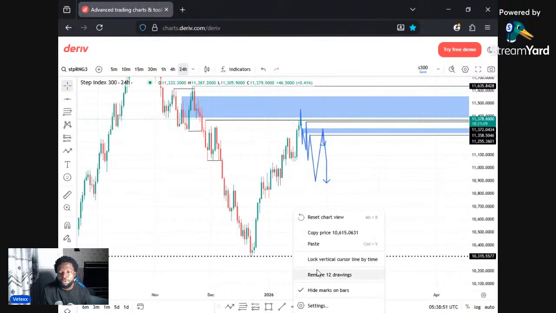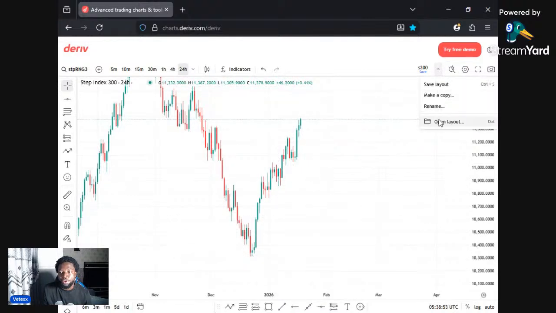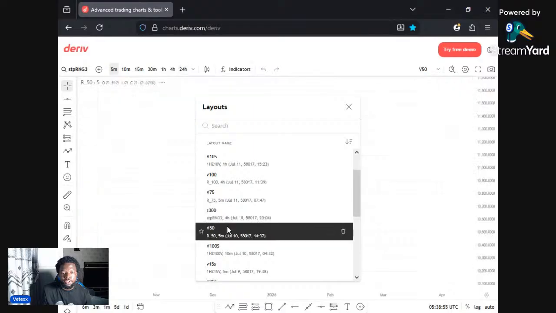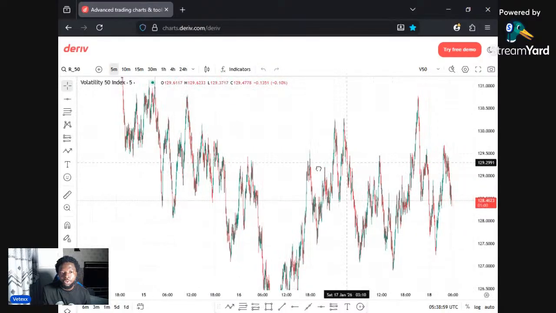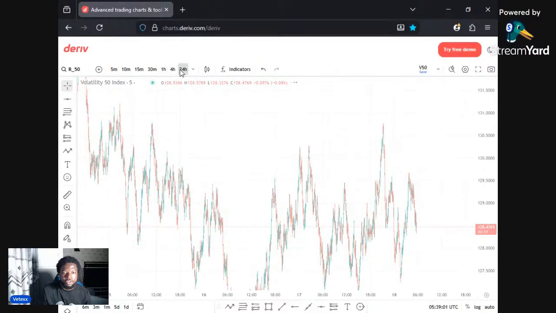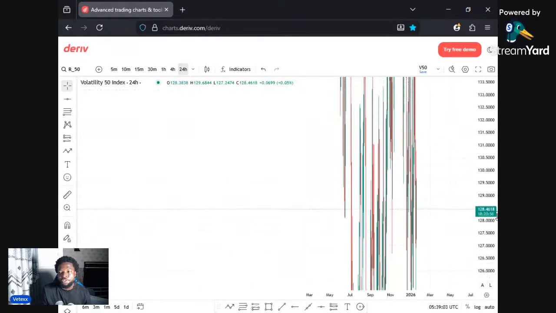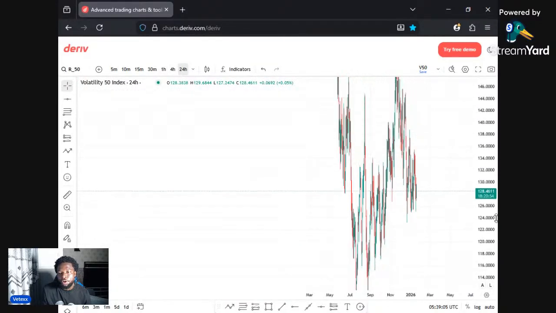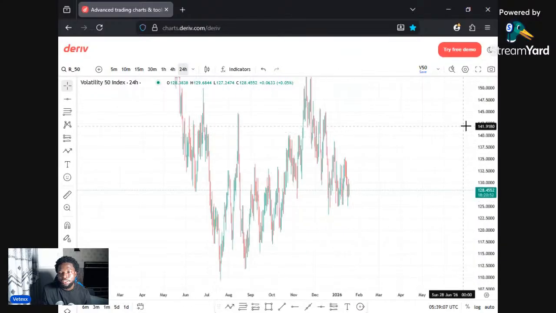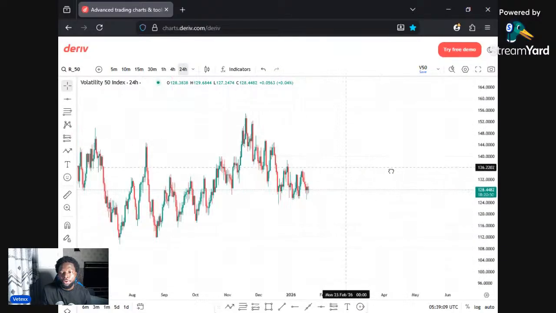So what do we do next? We go to the next pair, which is V50. What do we have on V50? Going to the higher time frame. On the weekly time frame, V50 is bearish. On the 24-hour time frame, let's check if it is also bearish.